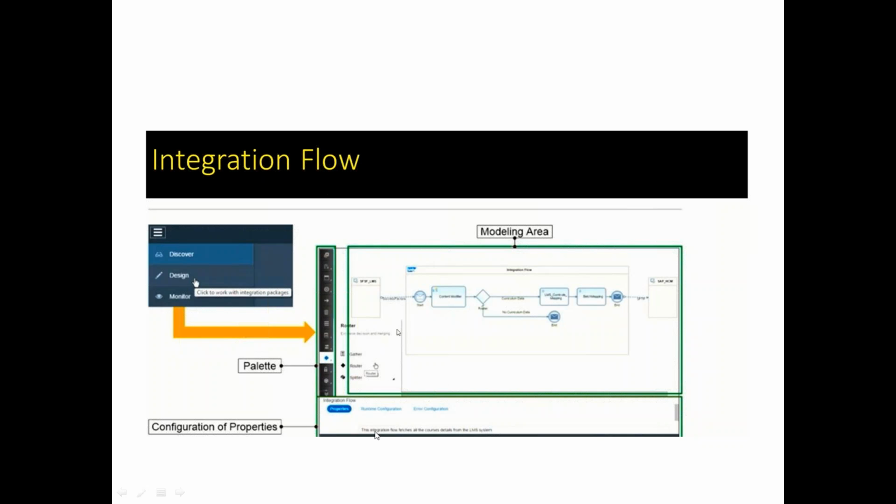Then the configuration. Suppose you are using SuccessFactors. What are all the configurations you need to make to connect to SuccessFactors? All those things you need to mention in the configuration and properties in this section. In the configuration and properties section, you need to mention the source system and target system information.